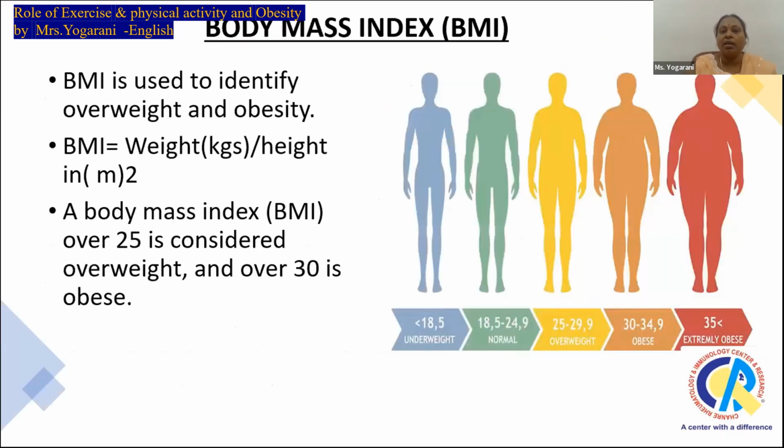Now we'll see in detail what body mass index is. Body mass index is used to explain obesity and overweight. It is calculated as weight in kilograms divided by height in meters squared. According to body mass index, we can categorize physical fitness. Under 18, we tell underweight. 18 to 24 is normal. 25 to 29, overweight. 30 to 34, obese. 35 and above, extremely obese.